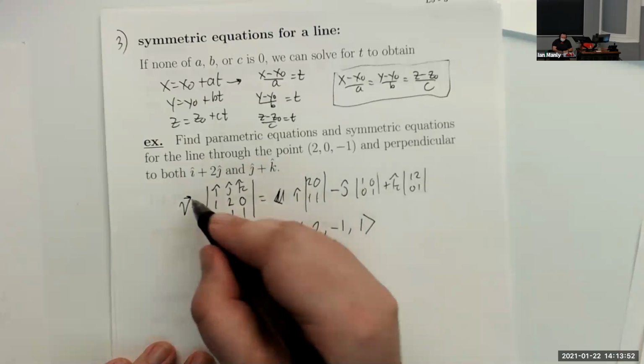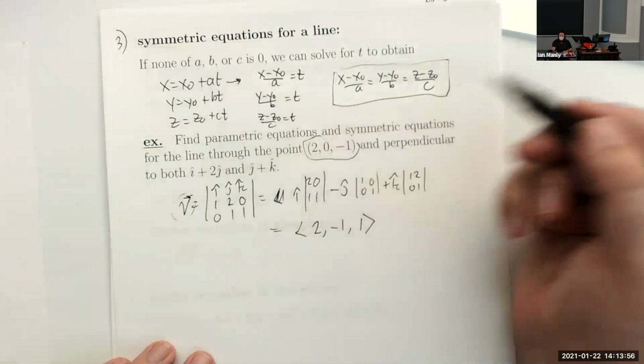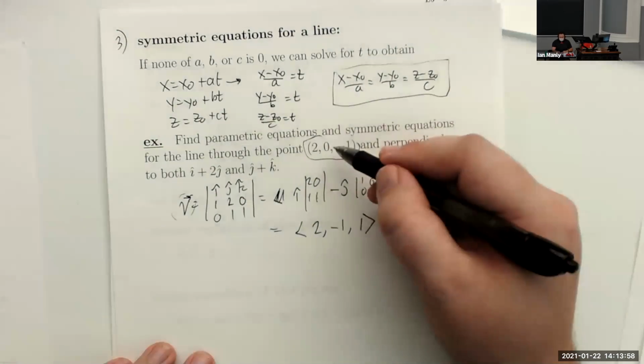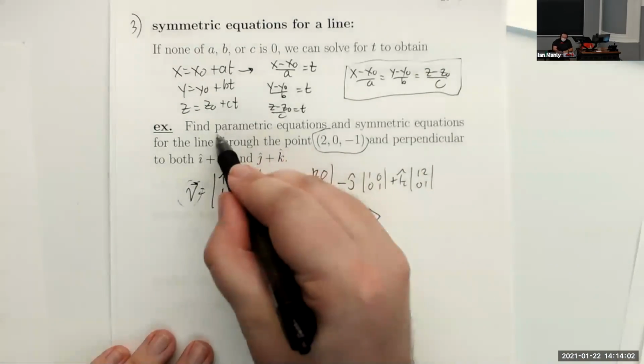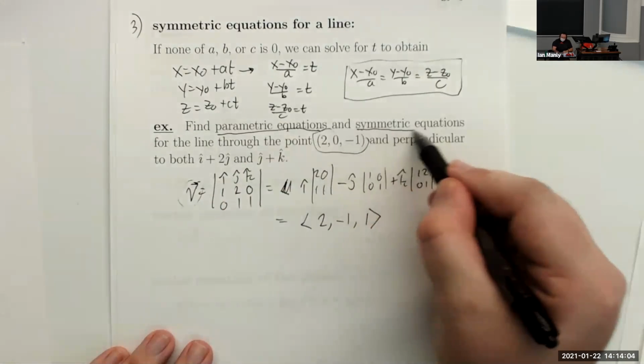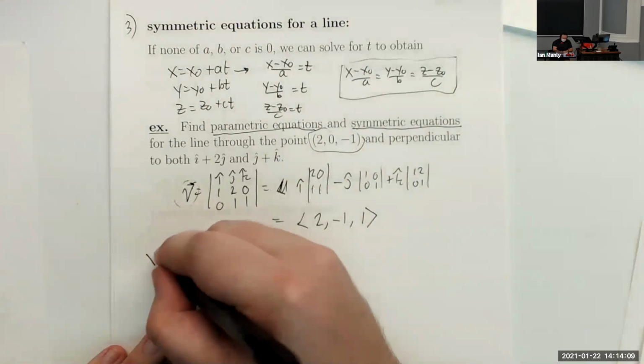So this is going to be our direction vector, or our slope, and they were also kind enough to give us a point as well. We know it's got to go through (2, 0, -1). All right, now they asked for parametric and symmetric equations, so let's go ahead and write down the parametric equations.